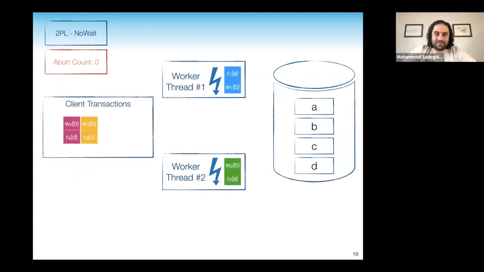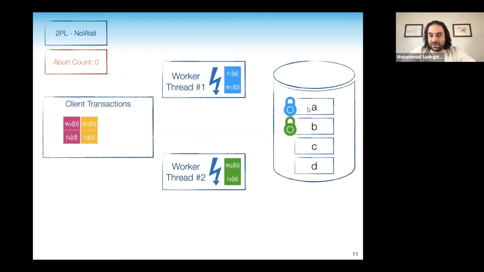So it's possible that worker thread one grabs the blue, and worker thread two grabs the green. Again, we don't know which one's going to happen. It's completely non-deterministic, but let's assume this is the assignment. And then what happens? Worker thread A wants to first write A and then B.